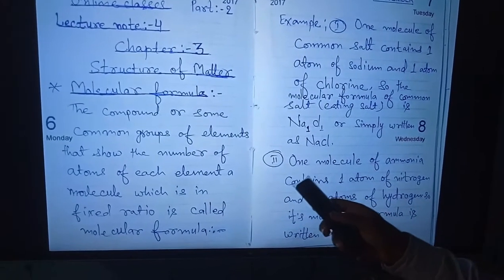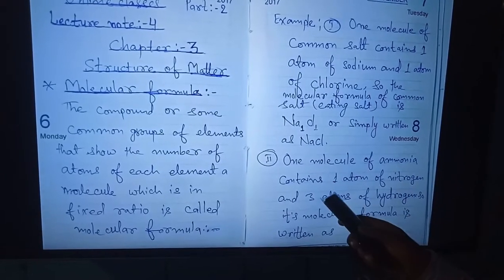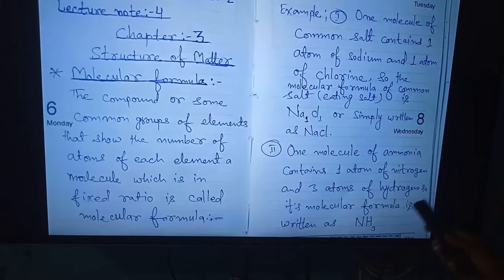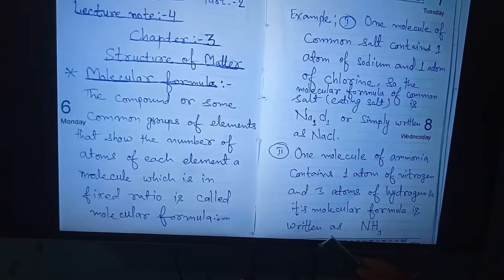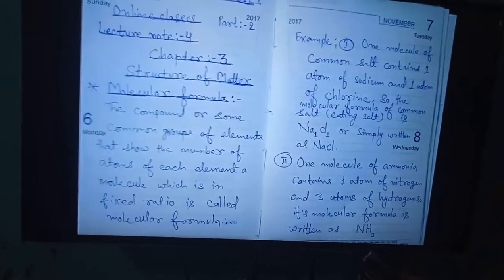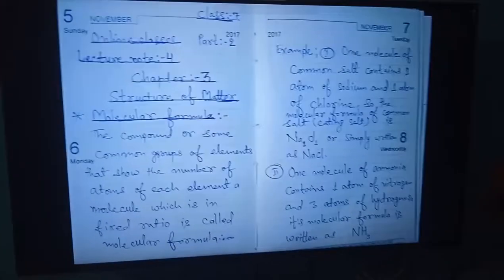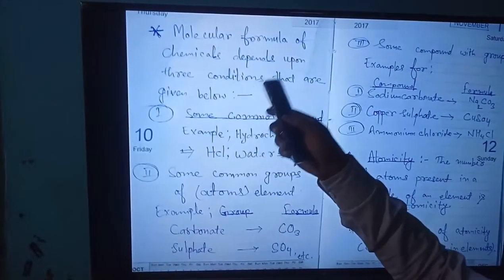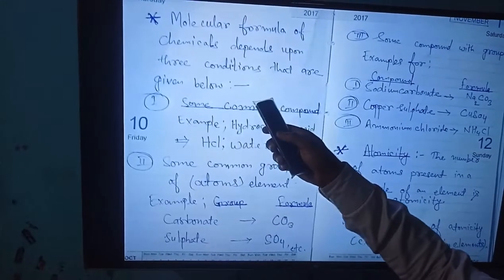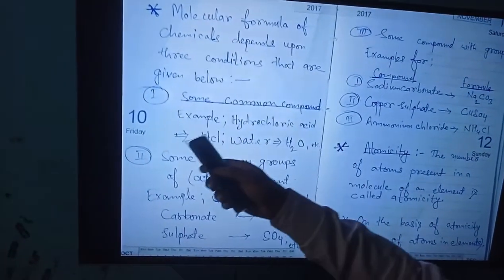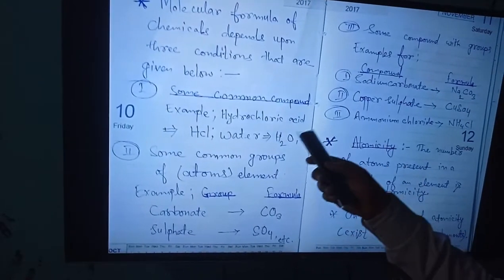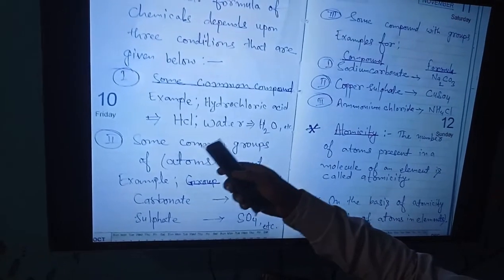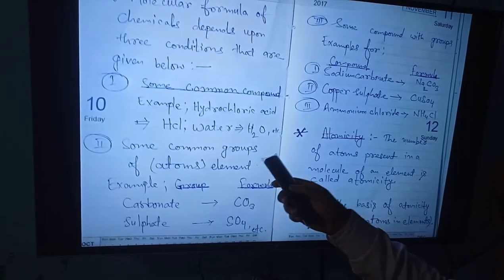Second, one molecule of ammonia contains one atom of nitrogen and three atoms of hydrogen. So its molecular formula is written as NH3. That is the ammonia. Next, the molecular formula of a chemical depends upon three conditions that are given below. First, some common compounds. Example: hydrochloric acid, HCl, water, H2O, etc.